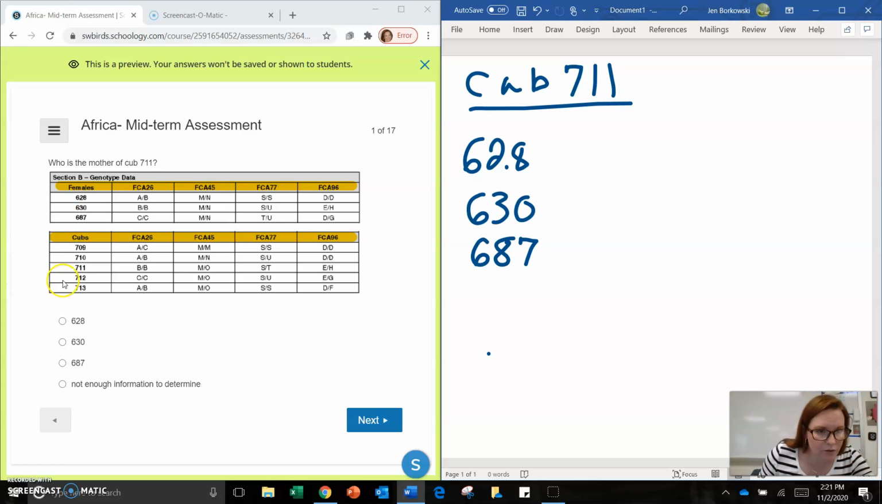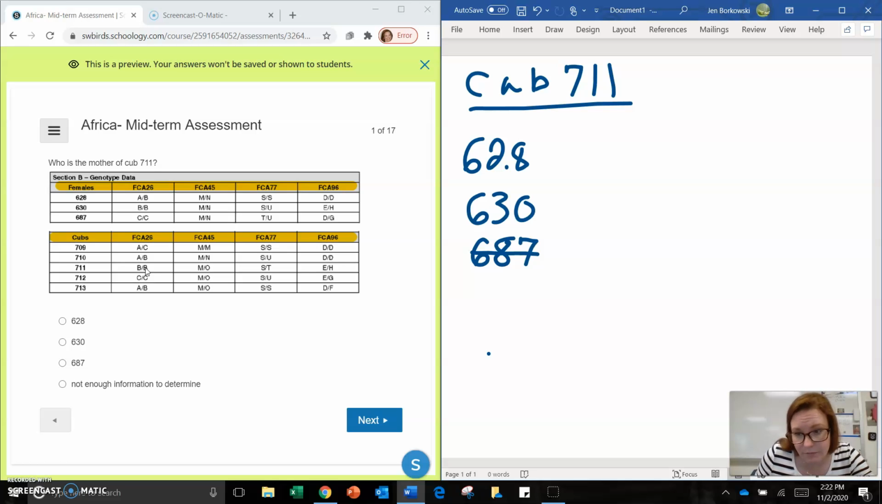Okay, so looking at cub 711, I'm going to come over here, and cub 711 has 2 B's. So I'm going to come up here. Could it be 628? Yeah, because this lion has an A and a B. 630 has 2 B's, but 687 has 2 C's. So is it possible that cub 711 has that lion as a mother? No, because it got a B from mom and a B from dad, and this lion, 687, only has C's. So I'm going to cross that one off on my list.